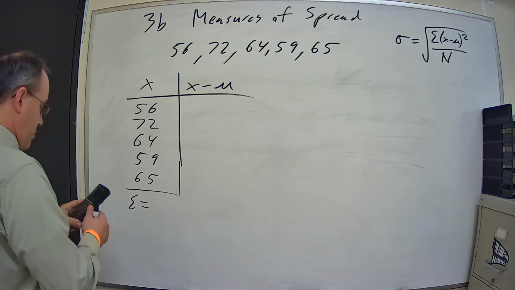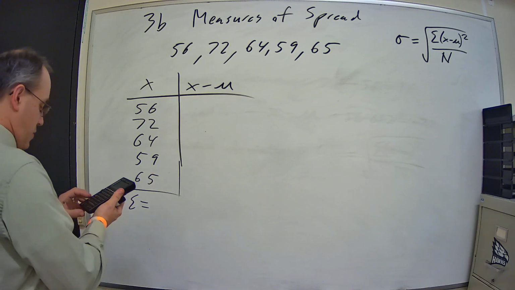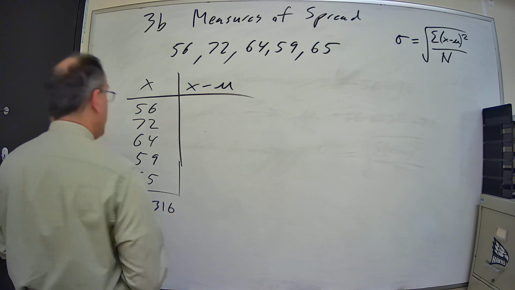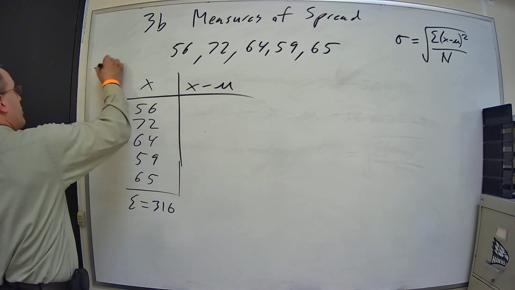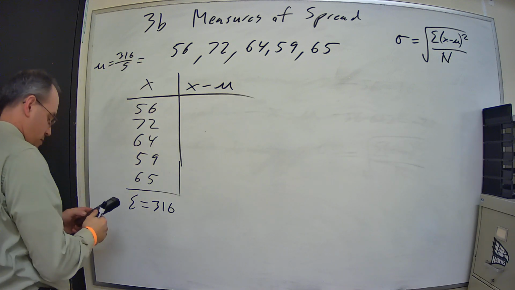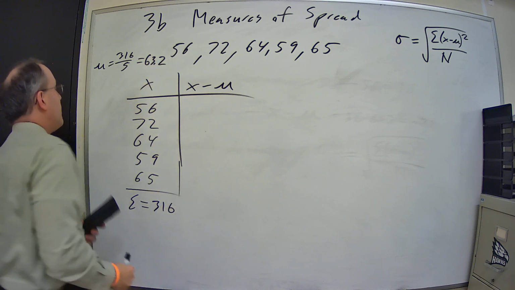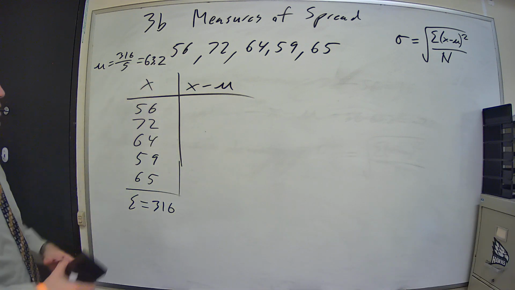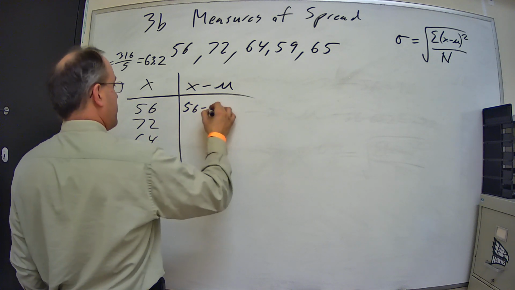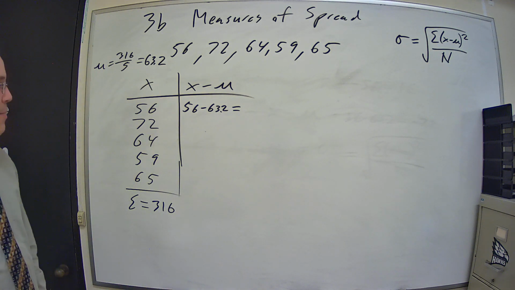So it was 60, oh, sorry. So that summed up to 316. So mu is equal to 316 divided by 5, which is 63.2. So that is our population mean. So now 56, so 56 minus 63.2. Just going to do the first one like this to demonstrate what's happening.